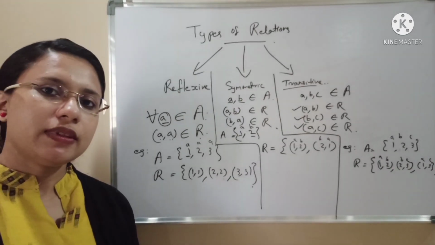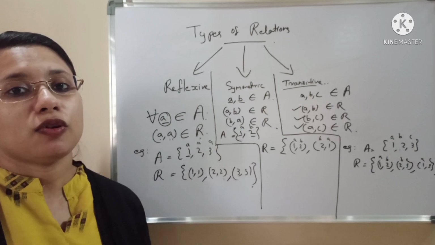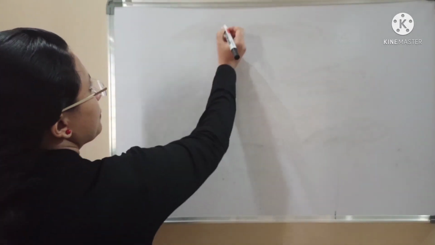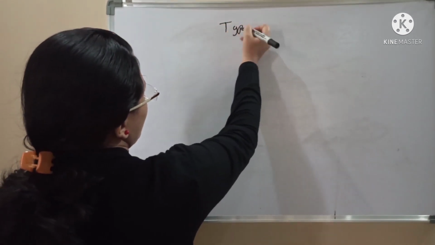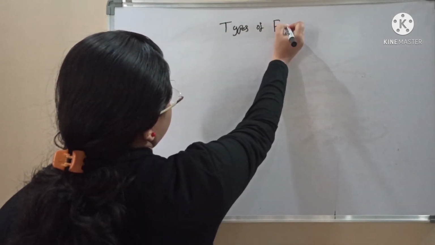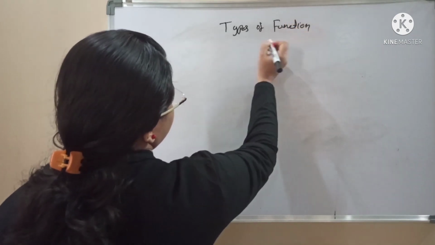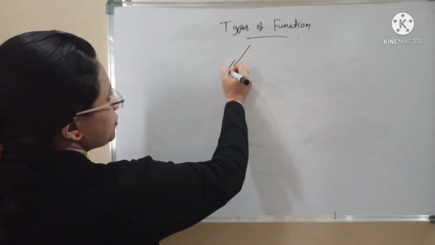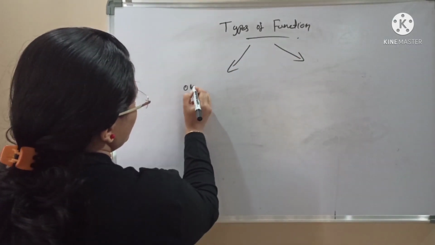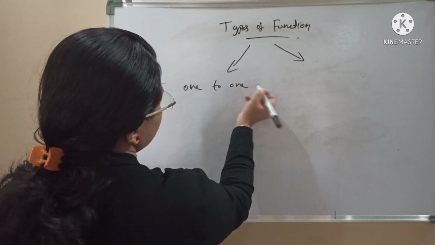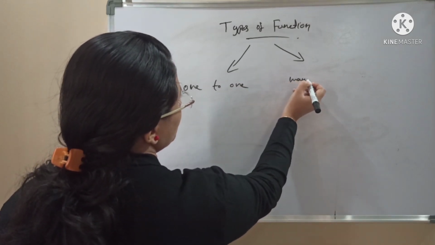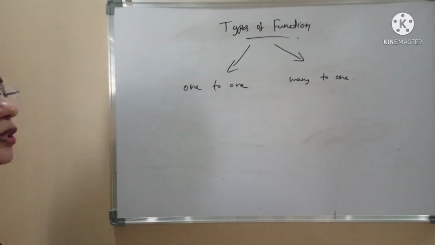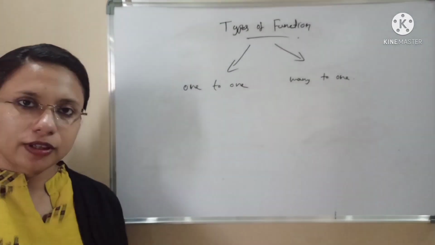Next we will see what are the different types of functions. So basically there are two types of functions: one-to-one, then many-to-one. So these are the two types of functions.